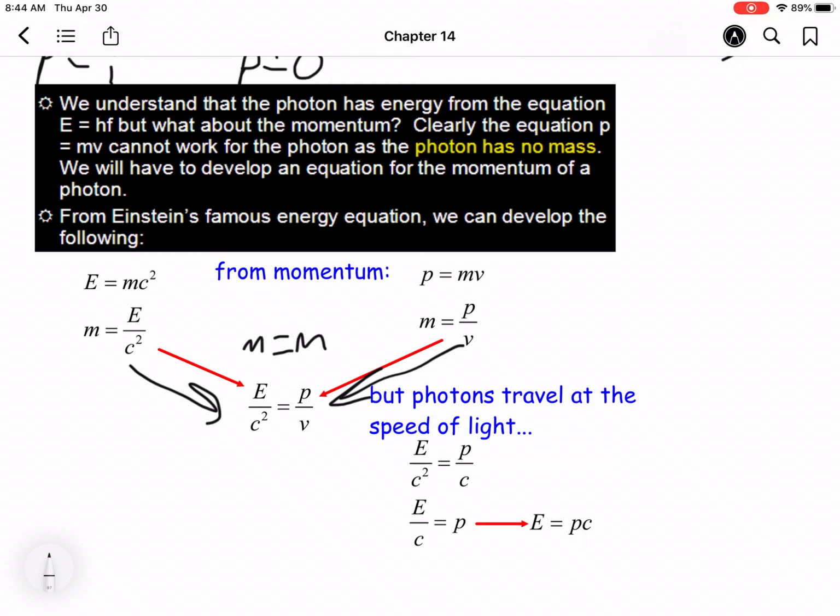So we can rearrange and we get two equations out of this. We get this first equation here, which is on our formula sheet, which is E equals the momentum times the speed of light. Notice that this comes from the concept that v would end up being c, and so that kind of makes sense.